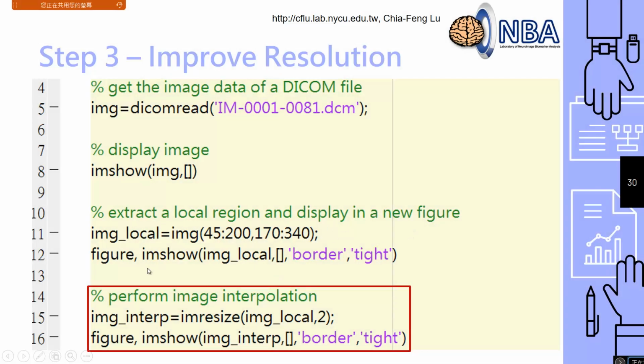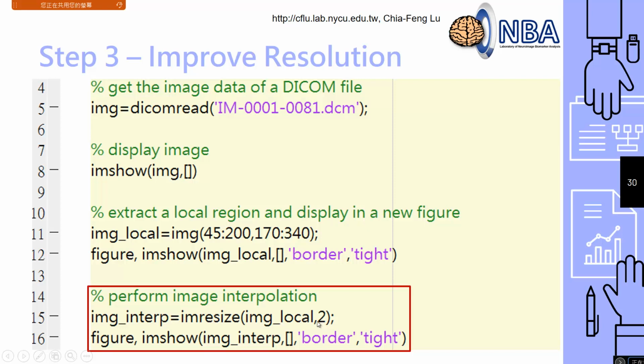So if you want to do this, again, you can create another variable, name it as the imaging underscore interp, which is more like the interpolation, okay? Use the image resize. Again, you should use the image local as the input. Do not use image, because image is the full image, right? I only want to resize the local imaging. So imaging underscore local, and the second input should be 2.